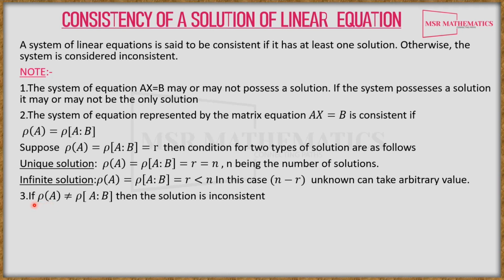The third note is, if rho(A) is not equal to rho(A|b), then we can conclude that the system is inconsistent.